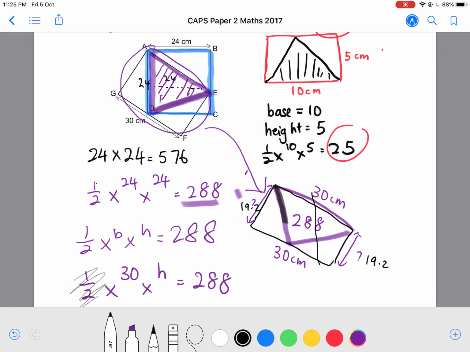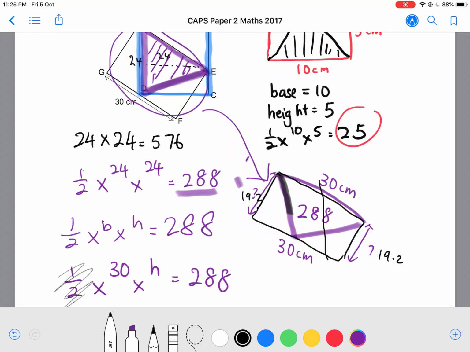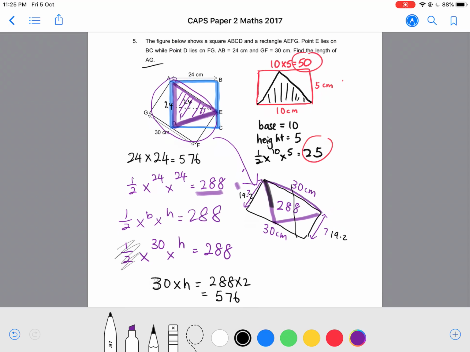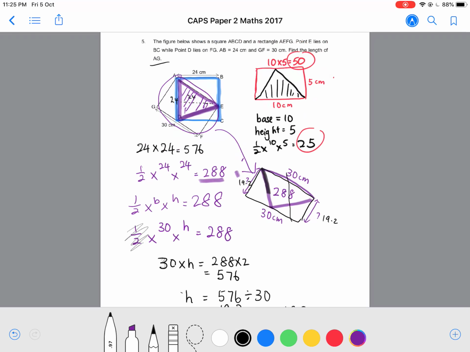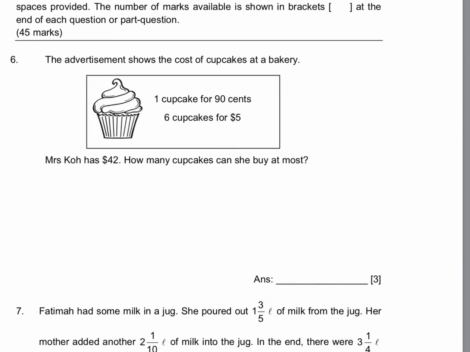Okay, so quite an interesting question. You might want to take some time, pause the video, and just re-look at what has just happened. Alright, I'm using the base and the height from another triangle to find out the height of the other triangle. Alright, something like that. Okay, so for some of you, you might want to take some time to figure out what has actually just happened. Alright, okay, and moving on, we are going to question number 6.